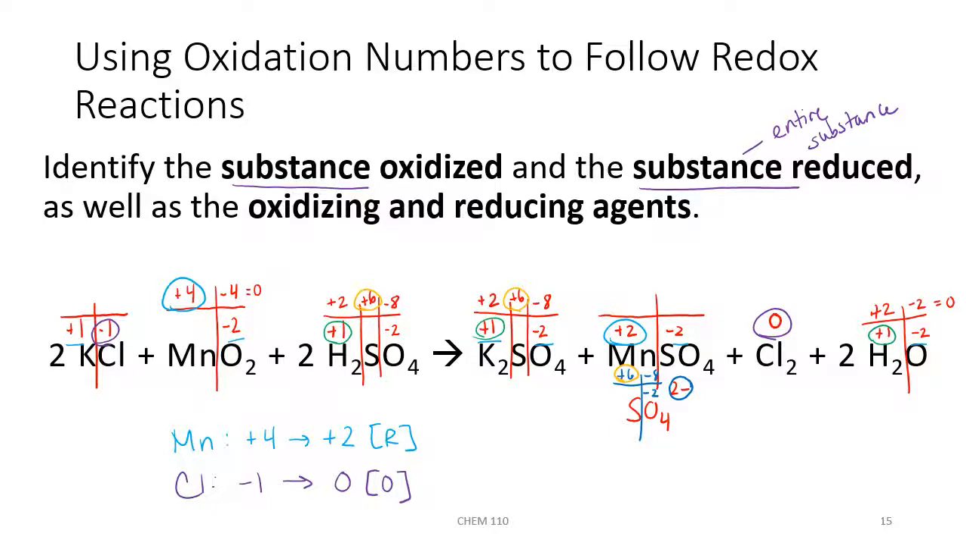We can't just pluck the manganese out of the manganese 4 oxide, or we can't just pluck the chlorine out of the potassium chloride. Therefore, potassium chloride contains our chloride. So this substance was reduced. The manganese 4 oxide contains our manganese. This substance was oxidized.